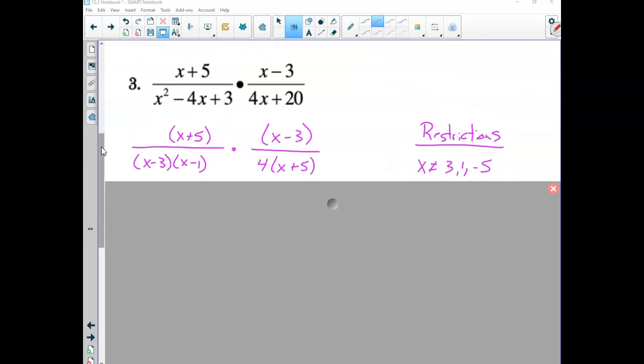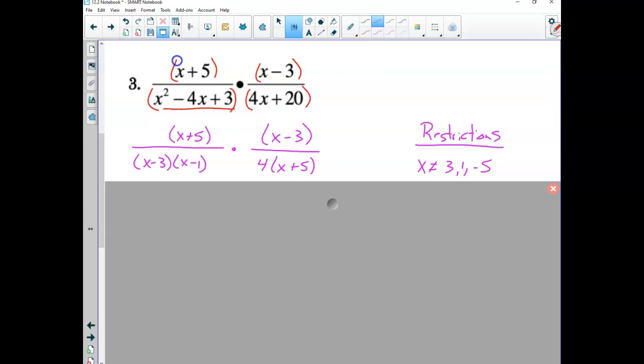So with number 3 there, what I did was I factored the bottom, right? Originally I'm looking at every one of these like this, and then I'm factoring because it starts out as a factor. Well, x + 5 doesn't factor, but this quadratic does, that's (x - 3)(x - 1).